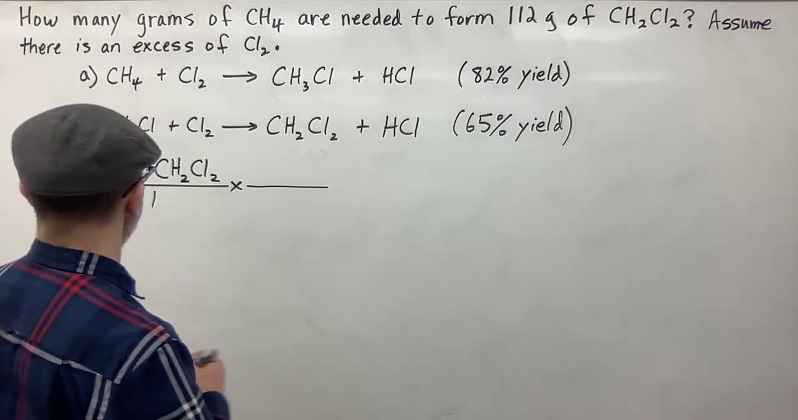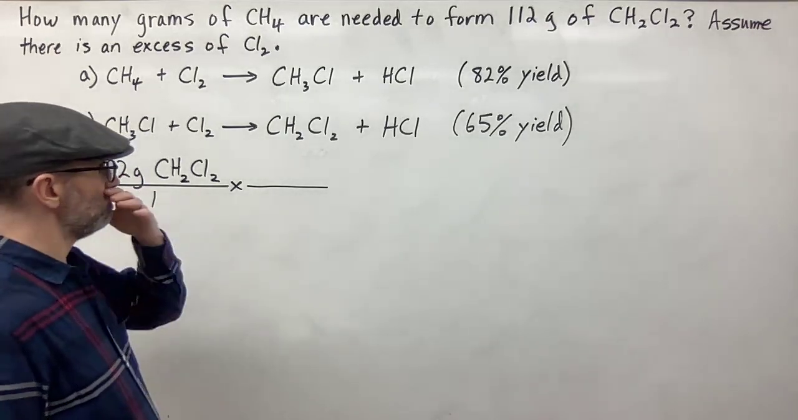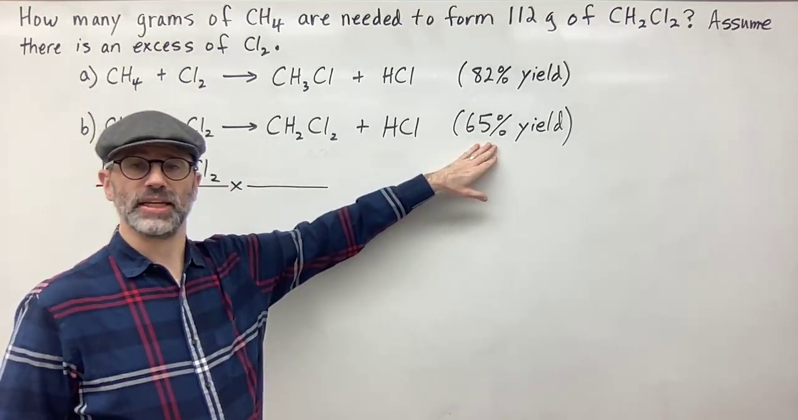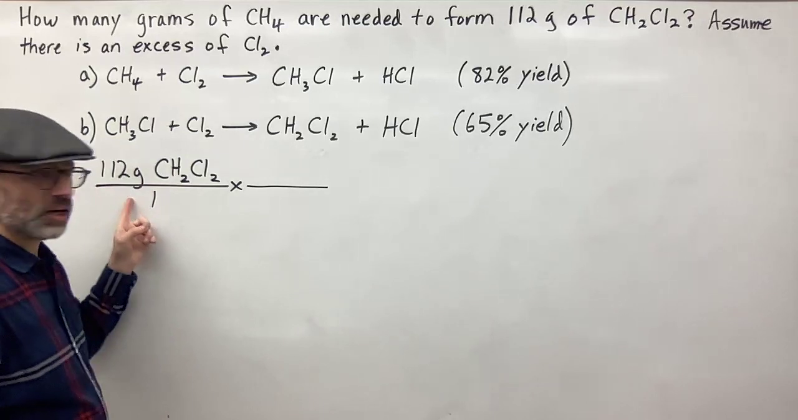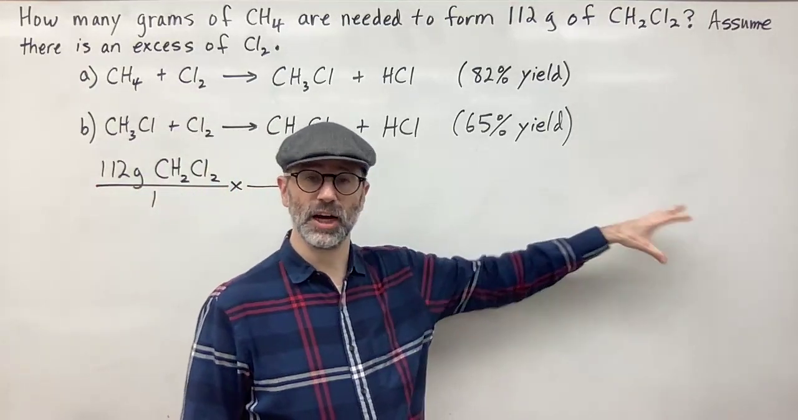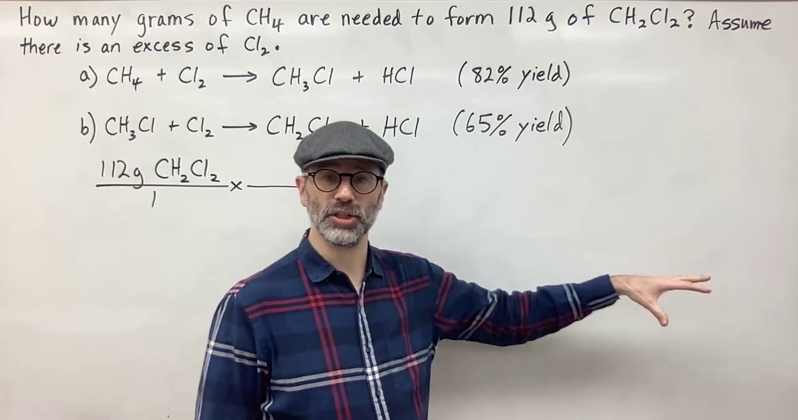And when we do that, we get 84.927. Okay, but before that, we have to take into consideration the 65% yield. So this 112 grams, remember, we want the 112 grams at the end of everything. We want to end up with 112 grams.